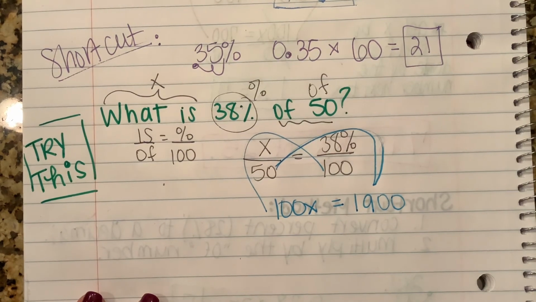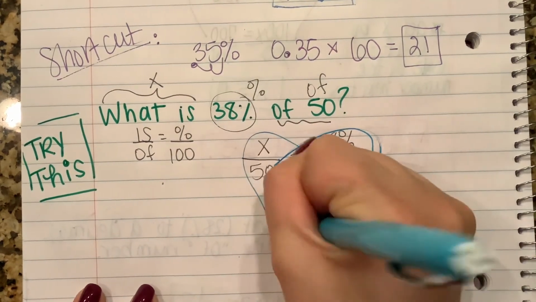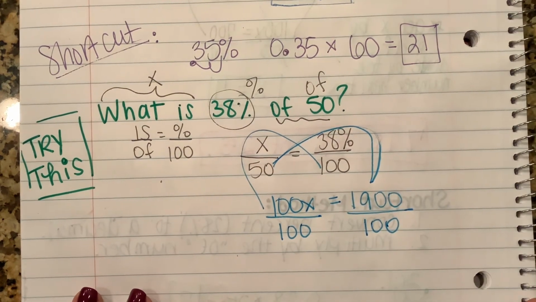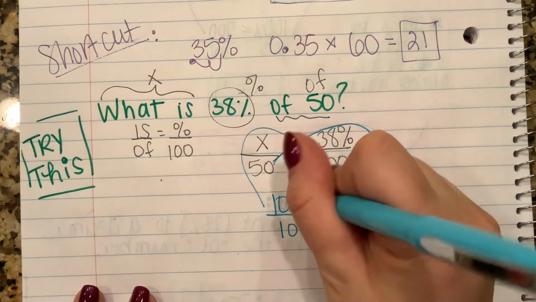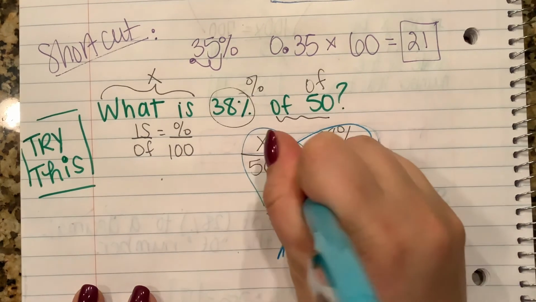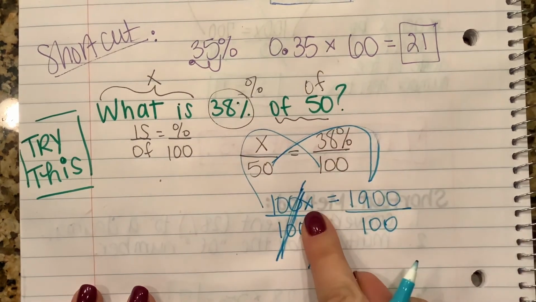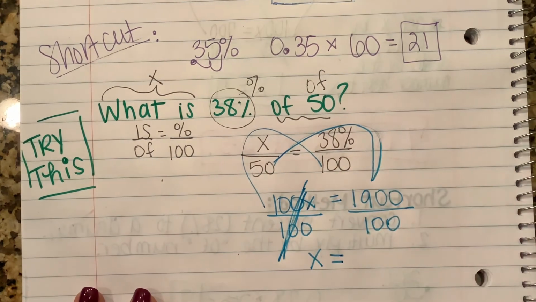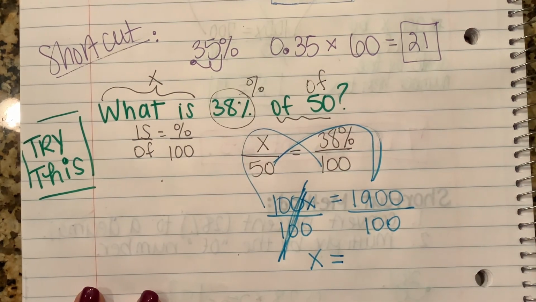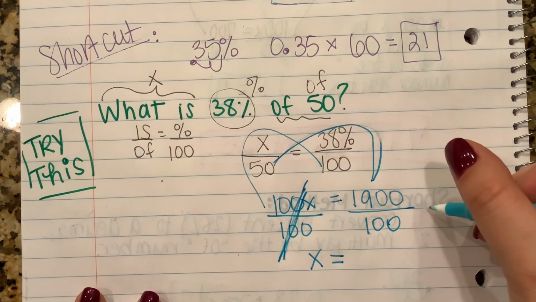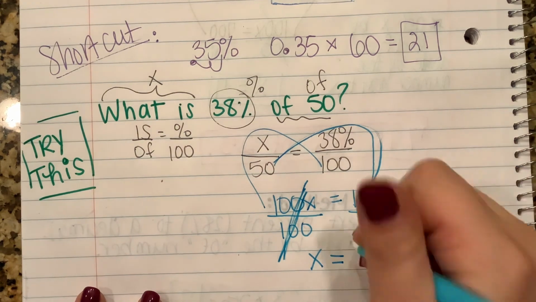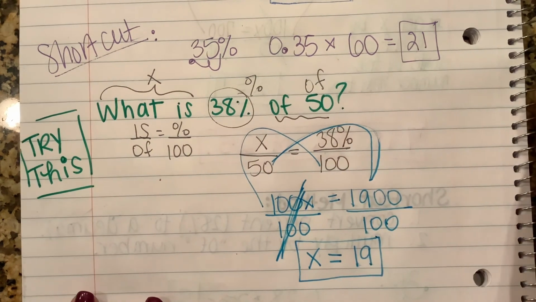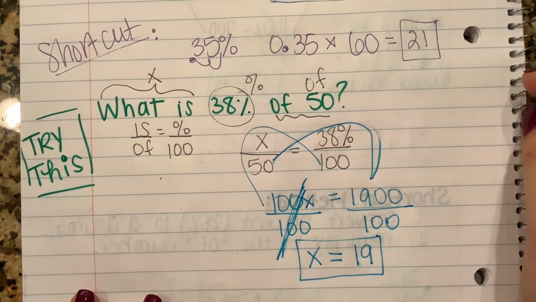My last step to solving is dividing by the number next to the x. So divide by 100 on both sides of your equal sign. 100 divided by 100 gives us 1. So I'm canceling out these 100s, and I'm only left with the x. So now I have x equals, now I need to do some division on this side. 1900 divided by 100 gives me x equals 19. If you couldn't do it in your head, please use your calculator.